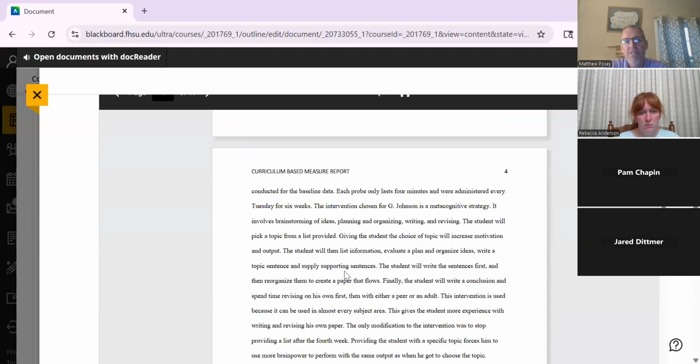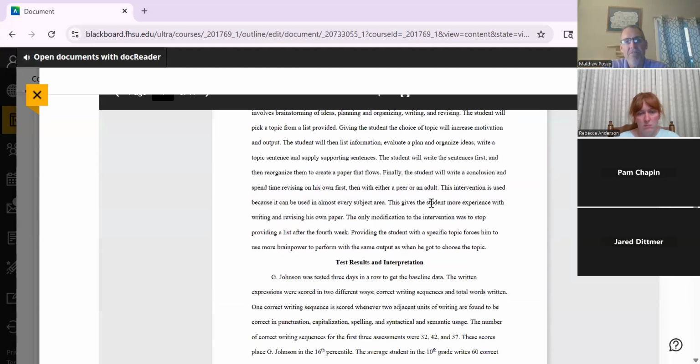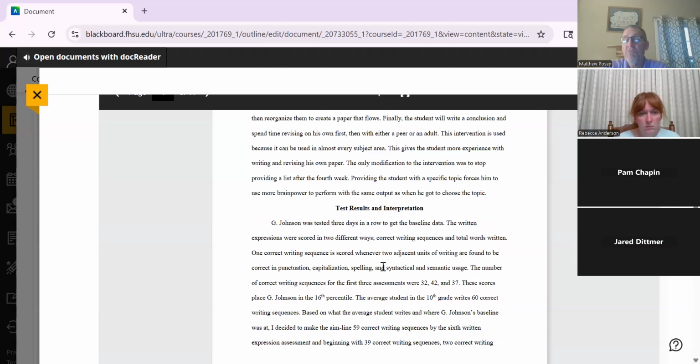Okay. So they go through and pretty much provide the information on the probe and talk about any intervention that was used. Here, this intervention is used. It talks about what they used. Next, we get into test results and interpretation. This is where I'm going to show you the new visual, the graph it's talking about. Okay, you're going to explain the data just like you've done.